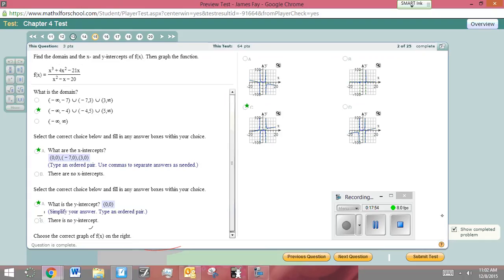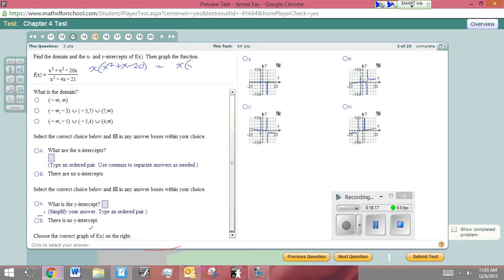15 here. Okay, I'm going to go through and factor everything. The top has an x in it, so that's going to be x squared plus x minus 20. Okay, so that's going to factor a little bit further to x minus 4, x plus 5. And now the bottom is going to factor x minus 7, x plus 3, negative 21.